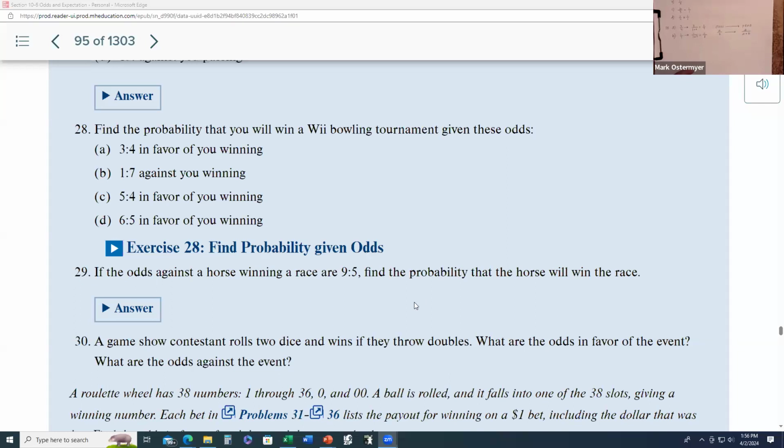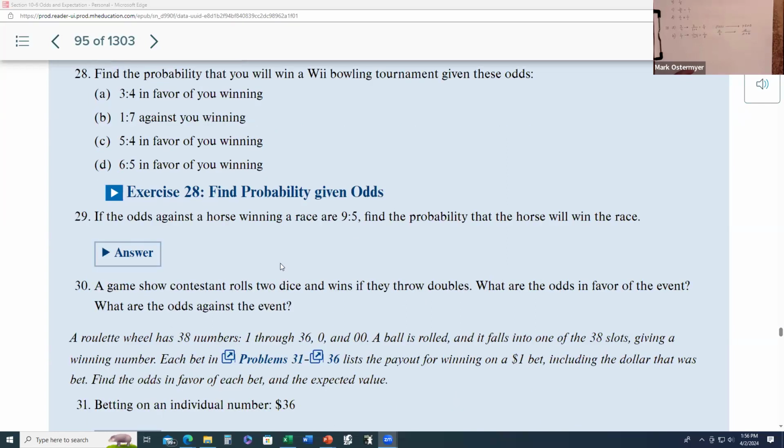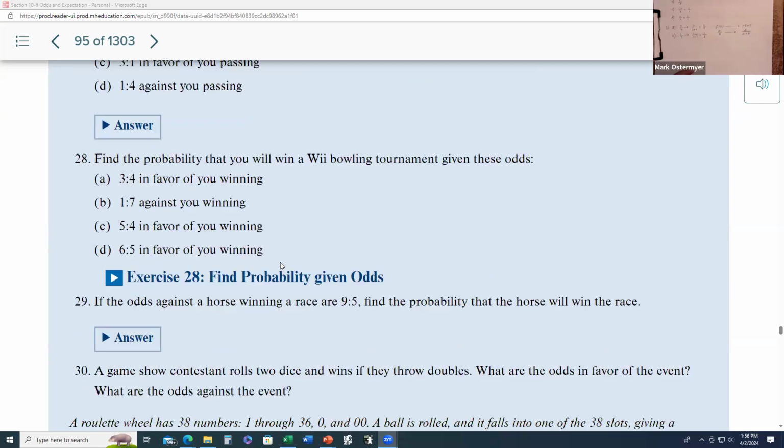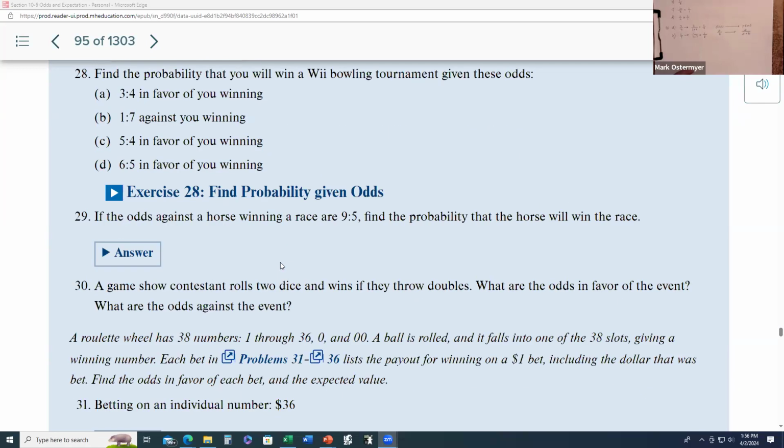All right. Now, 29, let's go backwards. Number 29: if the odds against a horse winning a race are 9 to 5, find the probability that the horse will win the race. Wait a minute, that's a repeat, isn't it? Okay. Tell you what, let's just do this as a class. This is not a classwork. So what's going to be the probability that this horse wins the race if the odds of winning the race is 9 to 5 odds?